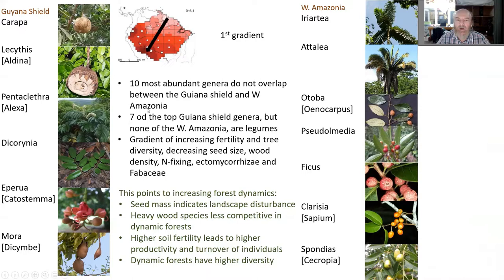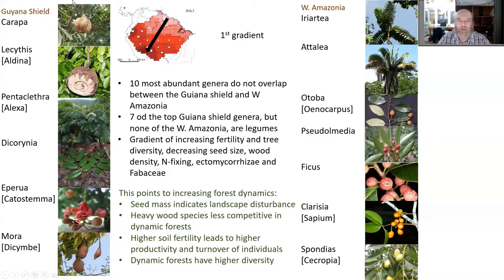Then we can also characterize this gradient, as we have seen, as increasing fertility and decreasing seed size, wood density, nitrogen fixing, ectomycorrhizae, and Fabaceae. Lots of these characteristics are also related to the dynamics of the forest, how high is the mortality, how the forest responds. The seed mass, the high disturbance is conducive to low seed mass. The same goes for recovery of vegetation, for wood density, where you remember the discussion of the secondary succession. And so there is generally a higher turnover of individuals and higher productivity with the soil fertility and higher dynamics of the forests in West Amazonia compared to Guyana Shield.